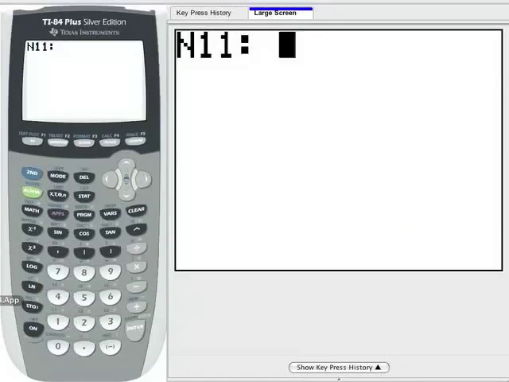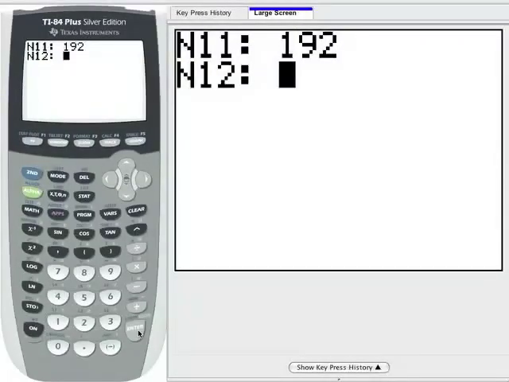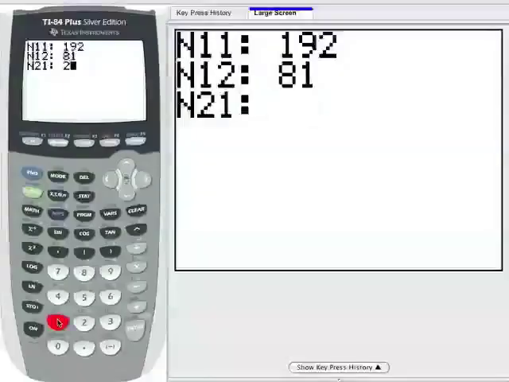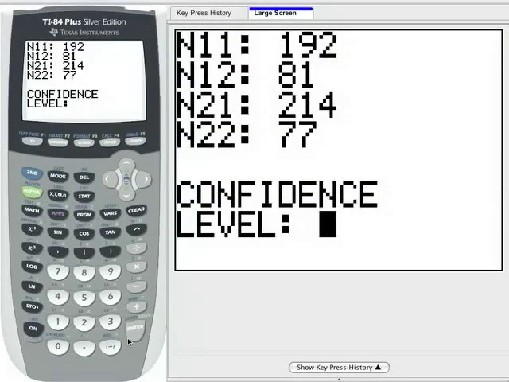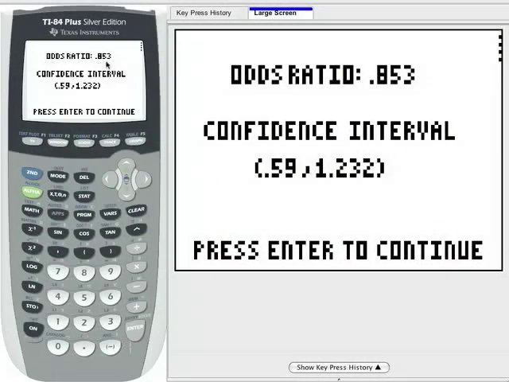So N11 was 192. N12 was 81. N21 was 214. N22 was 77. And let's have a significance level of 0.05, which means the confidence level would then be 0.95. Now, there's my 0.853 I was talking about earlier. There's the odds ratio. Calculate it for you. And here is the interval. So I'm 95% certain that the true odds ratio, whatever it is, is between 0.59 and 1.232.